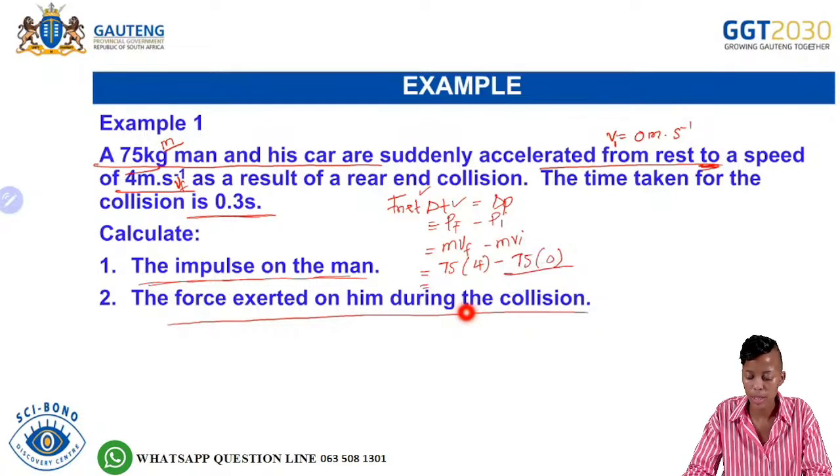It will give you a 0. So it means that your focus is just on the 75 times 4, which is equal to what? Which is going to be equal to 300.